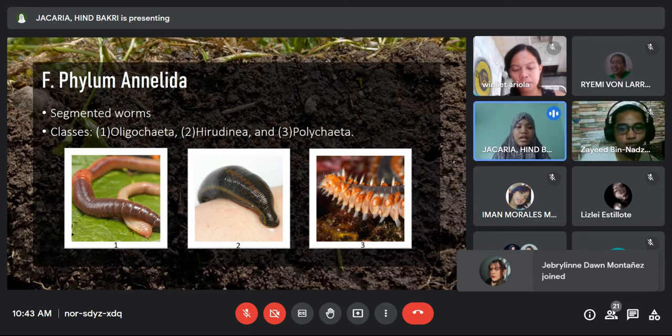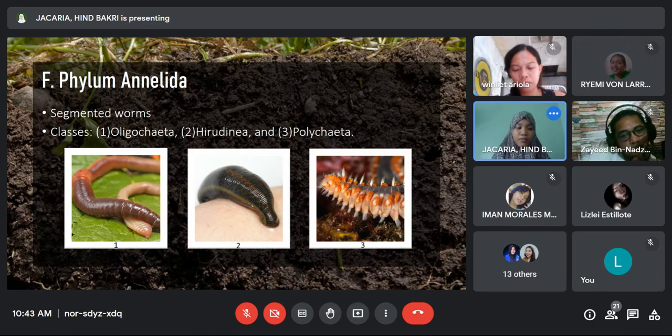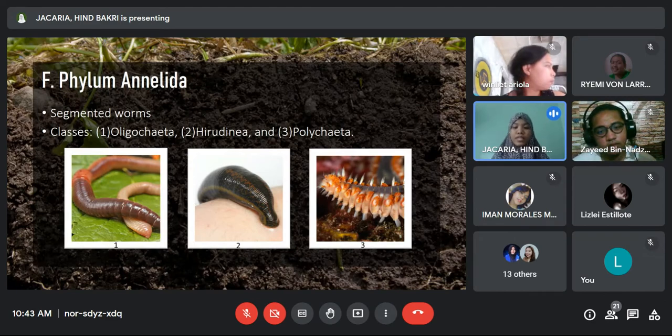So first class is the Oligochaeta, which is the first picture, or the earthworms, as you can see. Then the Oligochaeta, they have a segmented body. They have a clitellum or the band. When we see the earthworm, we can see they have a band on their body. So it is called the clitellum.